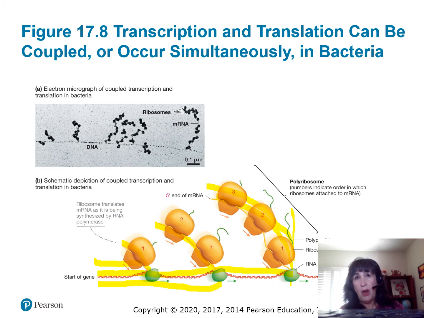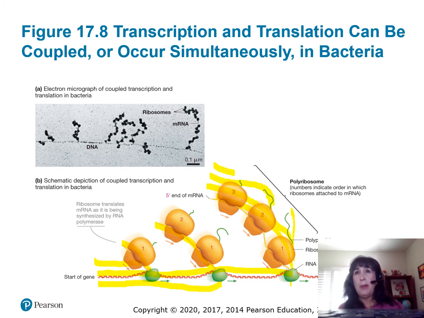Ribosome number 2 also started at the tip and it's only traveled midway, and that's why this protein strand is of medium length. And ribosome number 3 just started, and that's why this protein is very short. The same thing goes for the protein formation here.